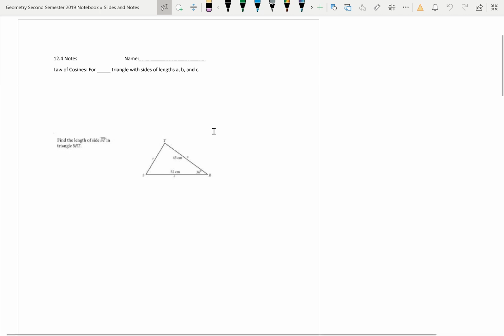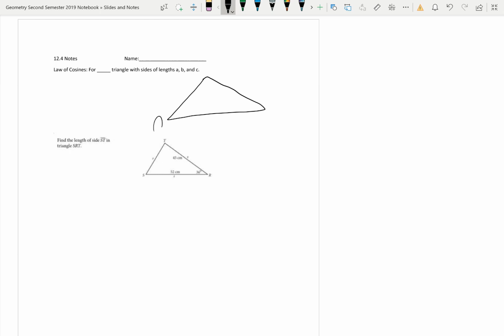Okay. So in the law of cosines, this has to do with a triangle. And we're going to label this triangle A, B, C, just like we did for law of sines. Let's go A, B, and C. And again, the lowercase letter is going to be opposite the angle. So B, A, C. Okay.